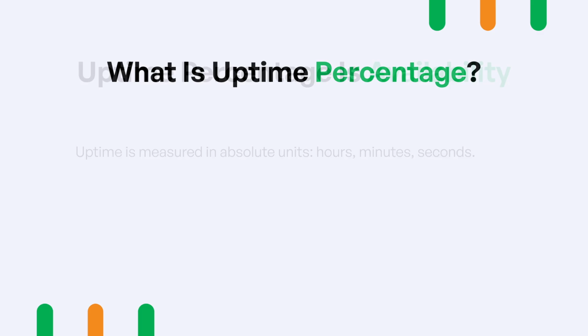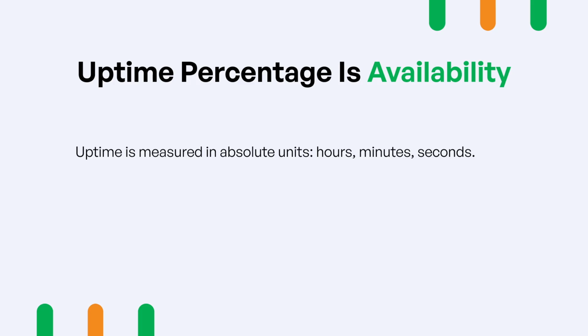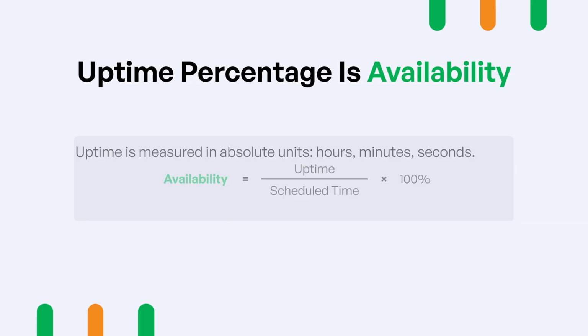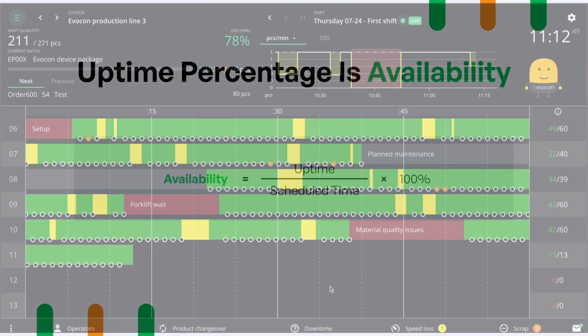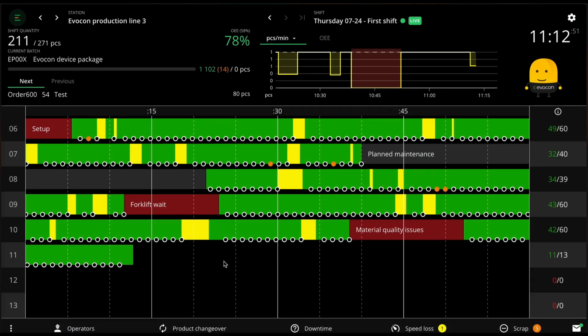In this case, the correct term within the OEE framework would be availability. Basically, availability is uptime as a percentage of time planned for production. Now let's look at uptime in Evocon.